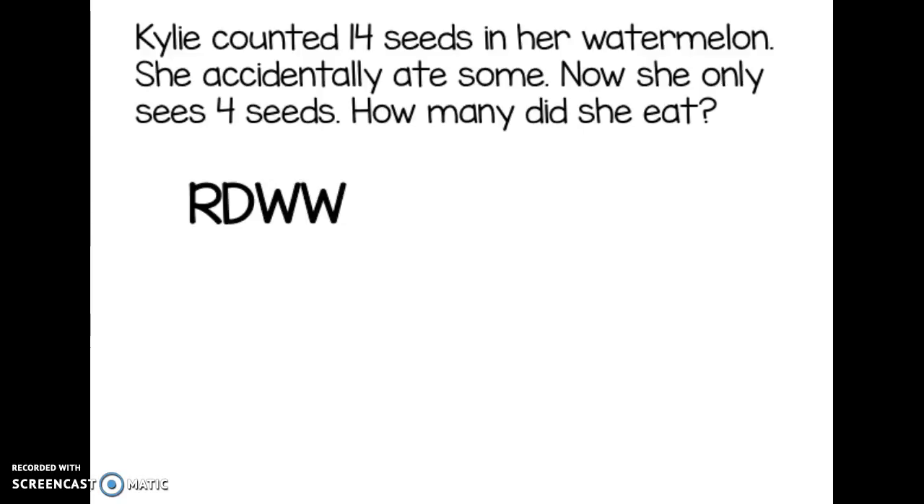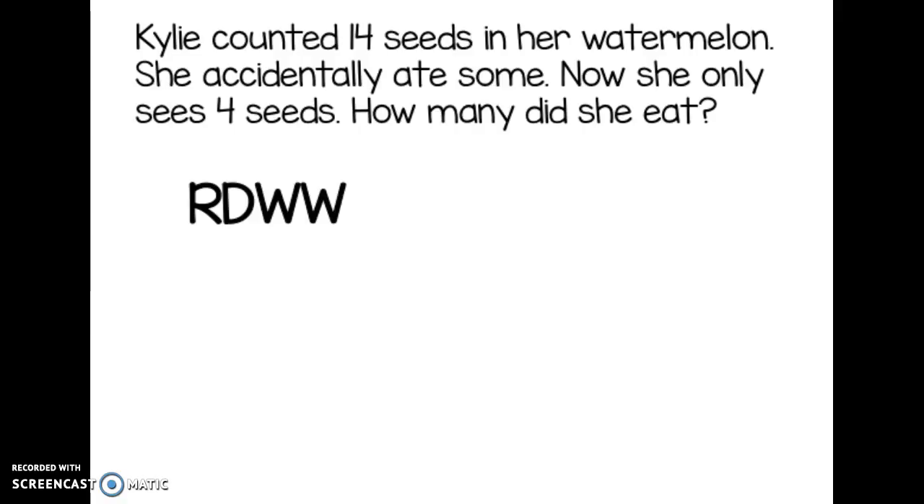Kylie counted 14 seeds in her watermelon. She accidentally ate some. Now she only sees 4 seeds. How many did she eat?